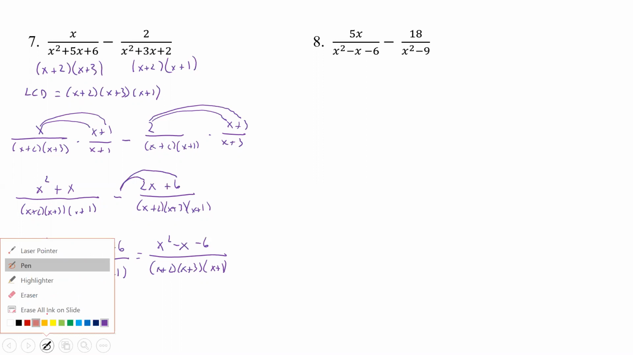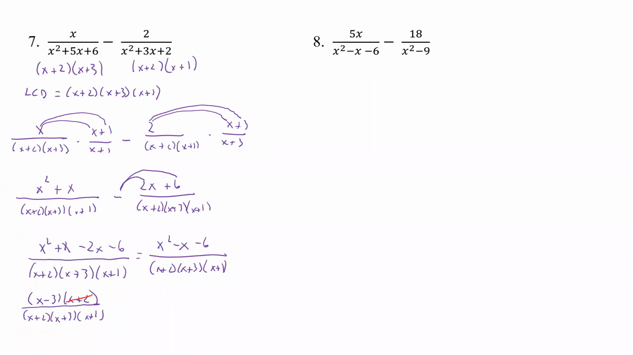Now, guess what? Our x plus 2 in the numerator and the denominator cancel, and so we just get x minus 3 over x plus 3, x plus 1. And again, we're going to leave that in factored form to show that there's no more terms that we can actually cancel out there.